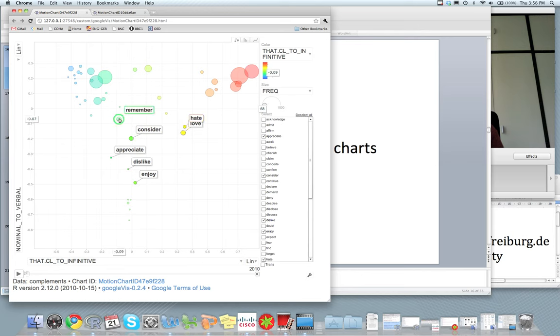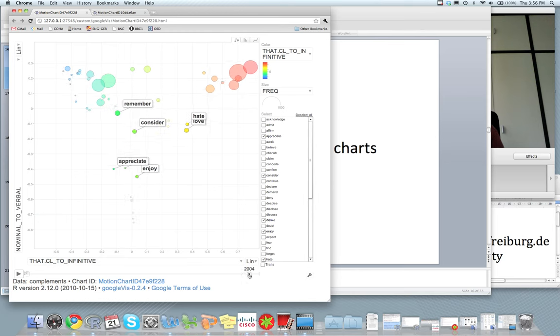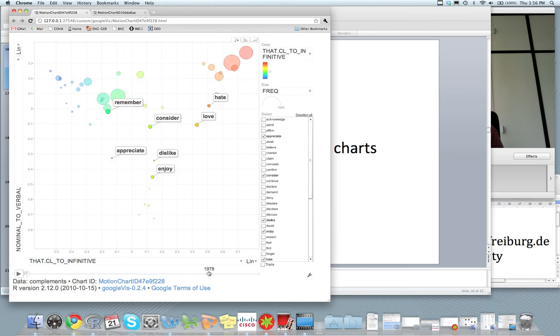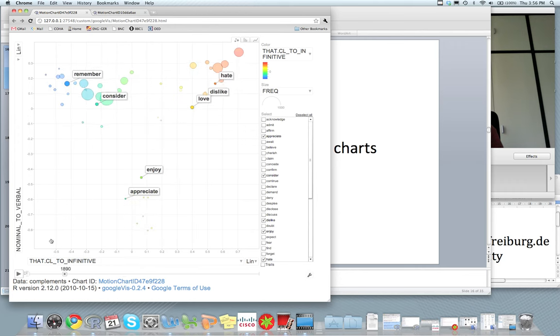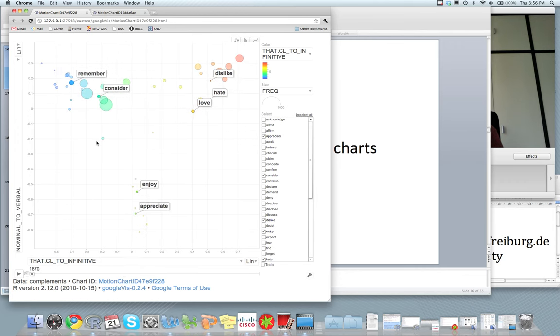So I'm going to select these verbs here: remember, consider, appreciate, dislike, enjoy, love, and hate, that occupy the middle section of the graph. And if you turn back time, you can see that they didn't used to be there all the time. Back in the 1870s, remember and consider were that clause verbs. Love, hate, and dislike were to infinitive verbs, and enjoy and appreciate were basically nominal verbs. And we'll replay that.